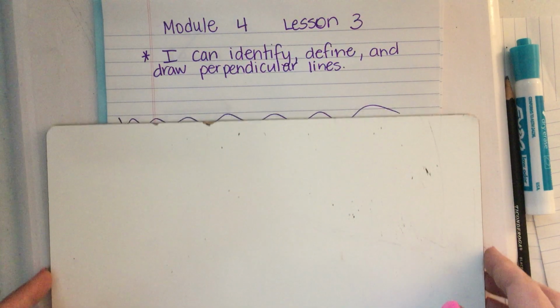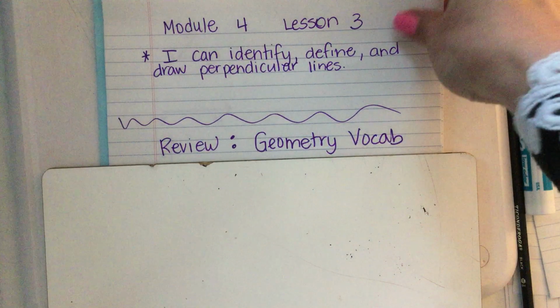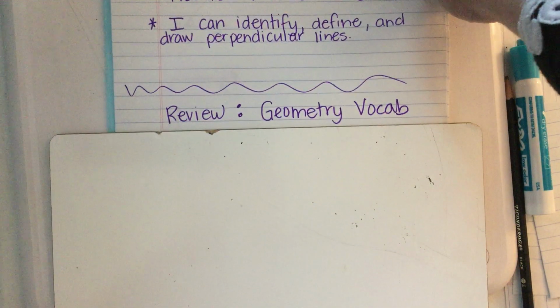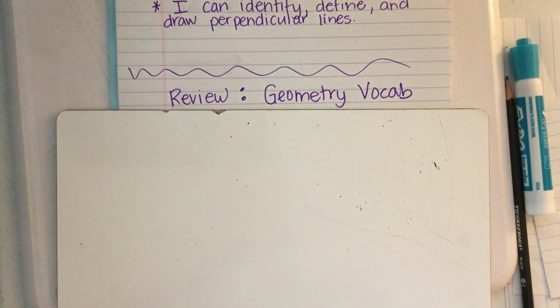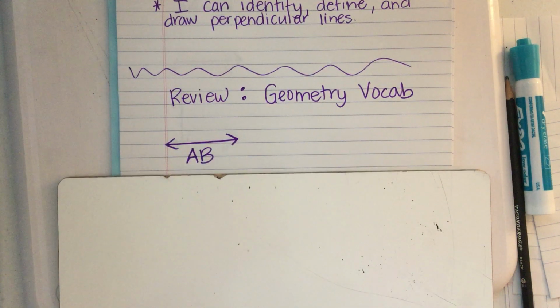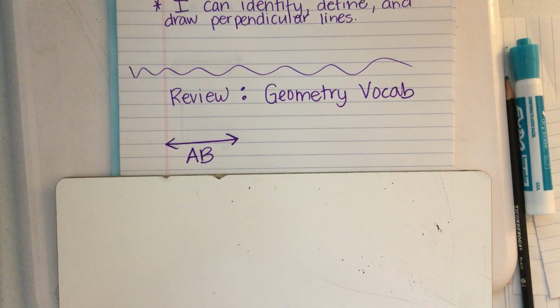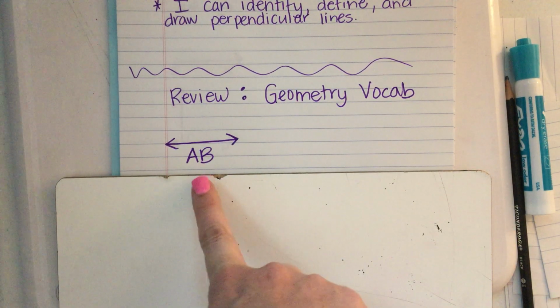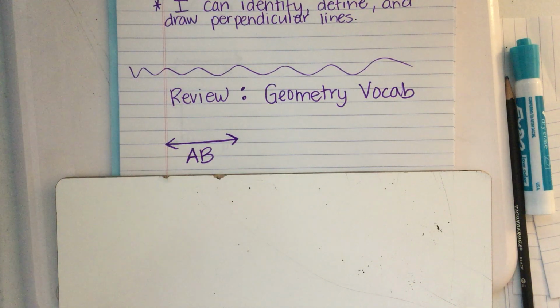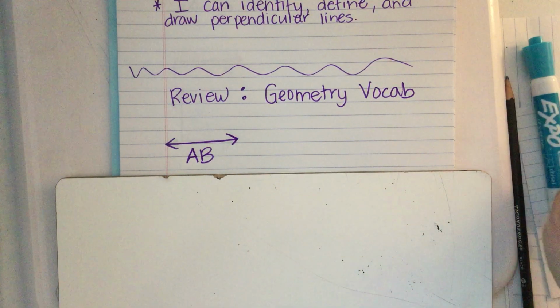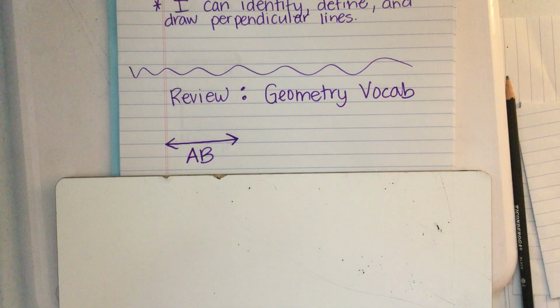Okay, so the very first thing that we're going to do is review some vocabulary from the first couple of days. The first thing I have here is this symbol. It has a line with two arrows on both ends, and then it has the letters A, B underneath. I'm wondering if you remember, if you were on our Zoom meeting yesterday, we went over this, but also from the first day, what this is called.